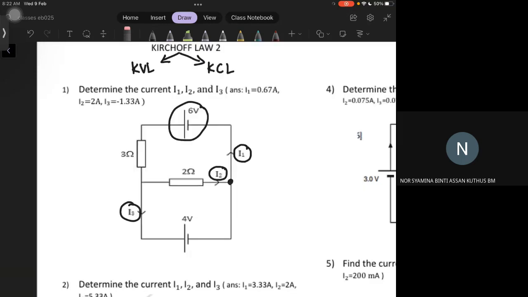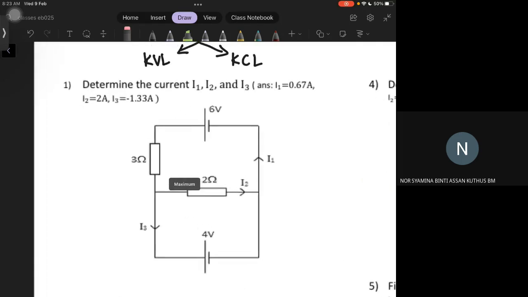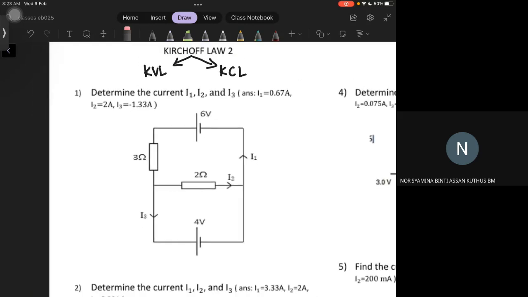Now in your question, current 1, current 2 and current 3 is given and the direction of the current flow is also given. So now we need to determine the current 1, 2 and 3. Itu sahaja soalan dia. So we would start by using Kirchhoff's current law. Okay, so untuk Kirchhoff's current law, so we know current law is KCL adalah current that goes in.